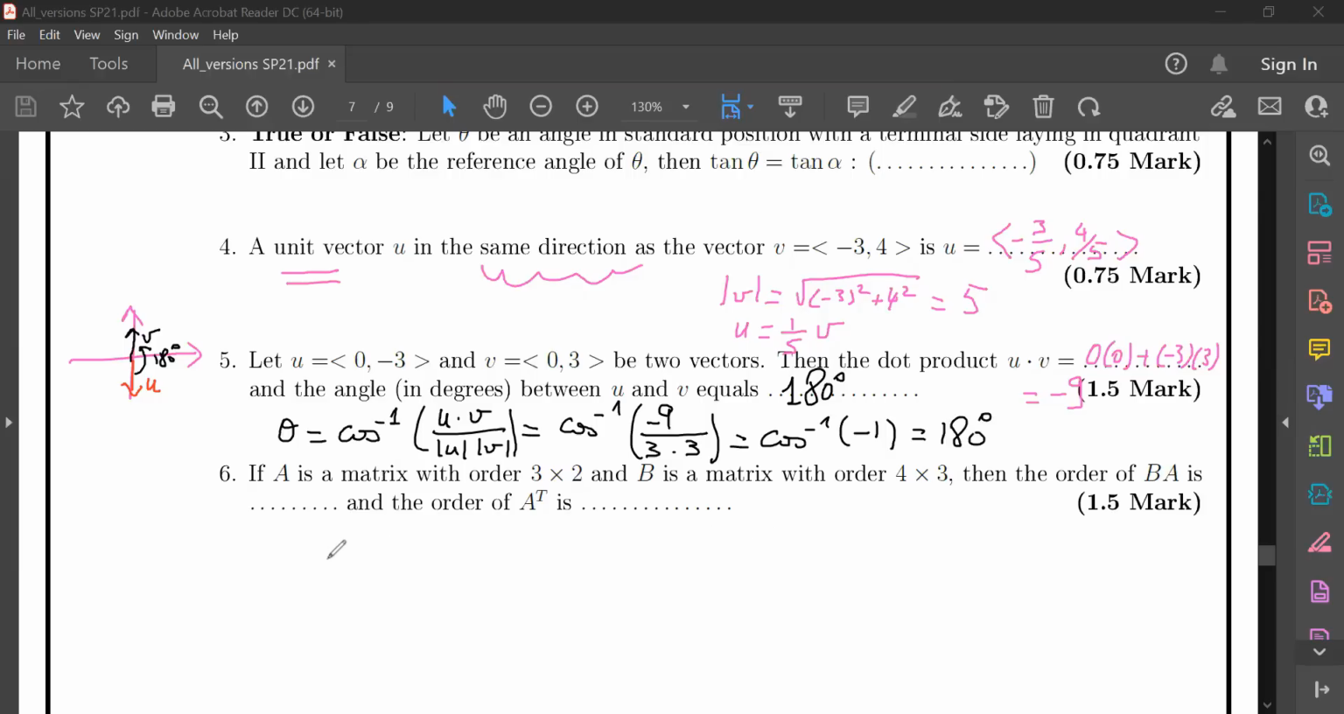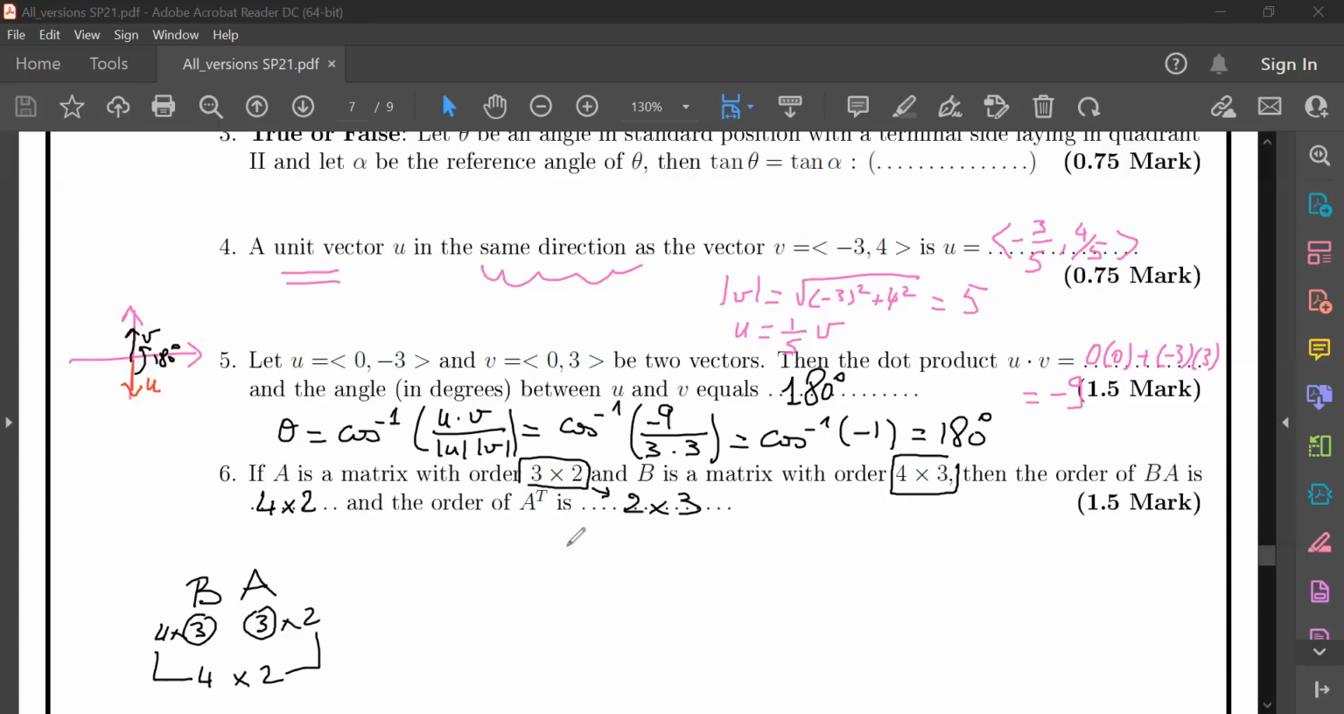Last question in this exercise. A is a matrix of order 3 by 2. B is a matrix of order 4 by 3. What is the order of BA? So 4 by 3 times 3 by 2. The orders match and the product will be of order 4 by 2. The order of the transpose: A is 3 by 2, so the transpose is 2 by 3. This is exercise 1.